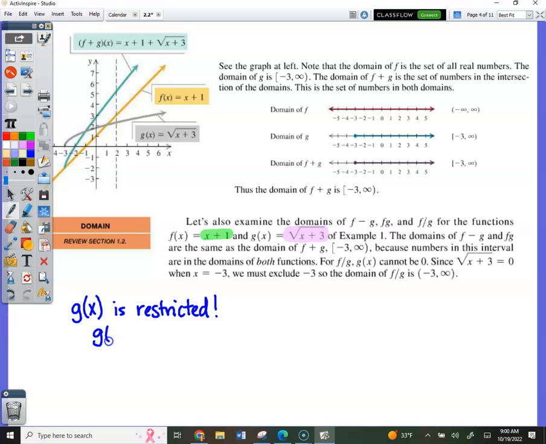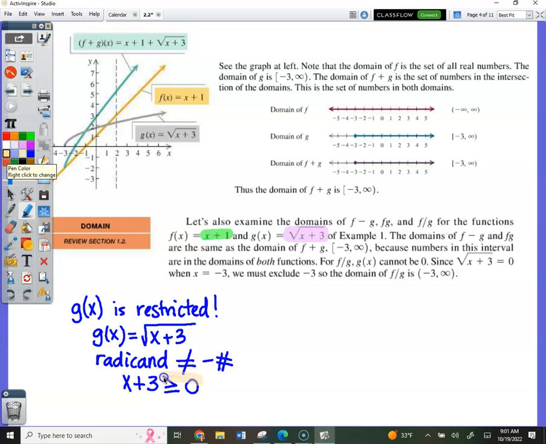All right, so what is g of x? It was the square root of x plus 3. Which means that the radicand, this is where your thought process should go every time, cannot equal a negative number. If it cannot be negative, that means it can be the number 0 or it can be positive. So you take the radicand and you set it greater than or equal to 0.